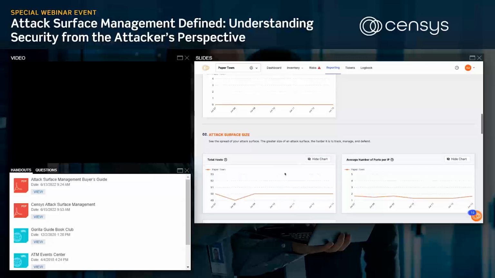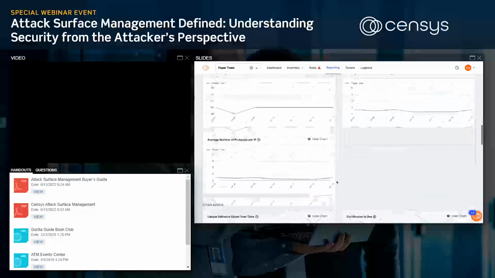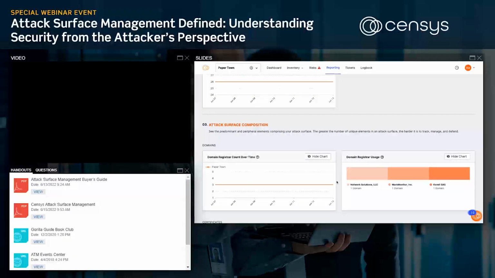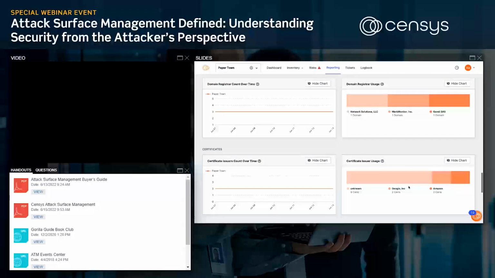So is our attack surface growing or shrinking in a way that makes sense given what we're doing with our business? Are we seeing large spikes? If so, why? Is it going in the direction that we think it's going? And then the last section will be attack surface composition. So this is where you can think of things like baselining. So what registrars are we using? Is anything out of this registrar out of compliance? If so, this is a great way to see. Of our 3 domains, maybe 2 of them are not in the space that we need. Same thing goes for certificate issuers as well.